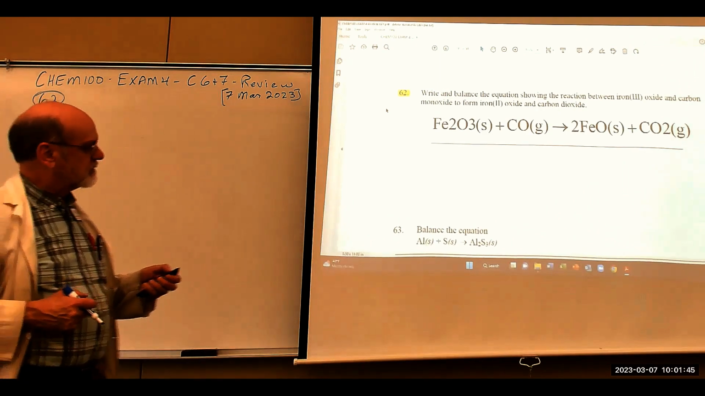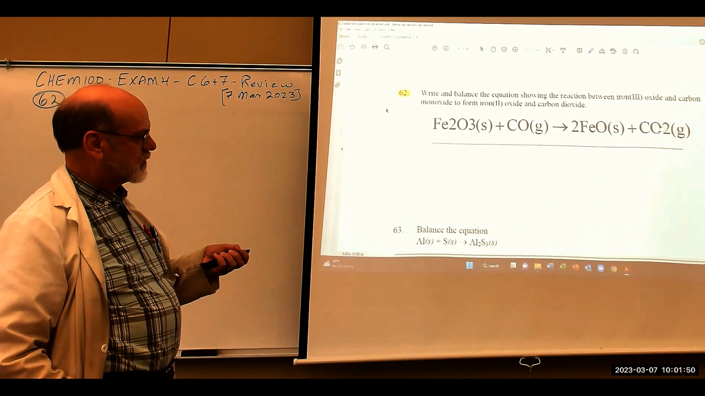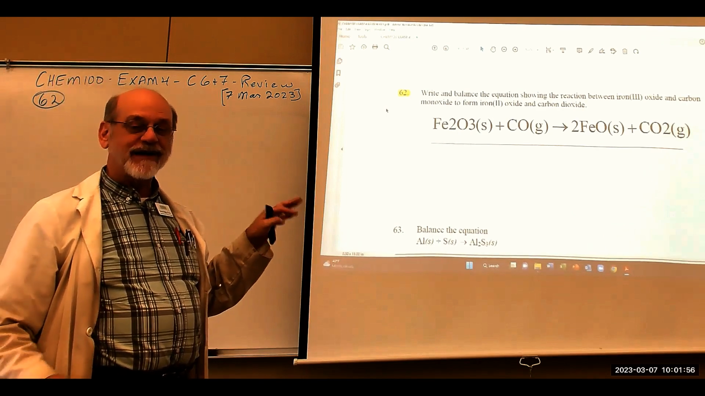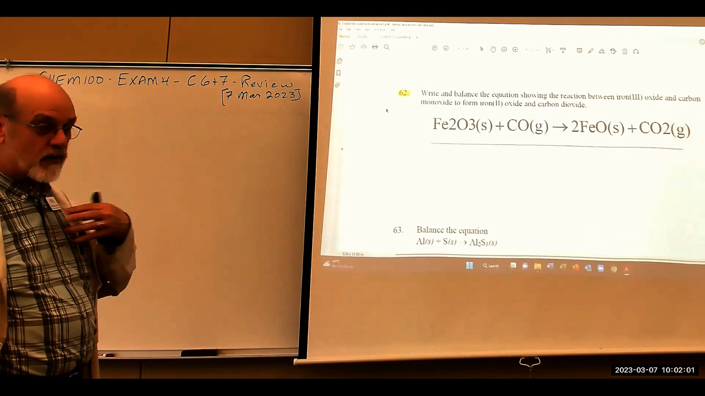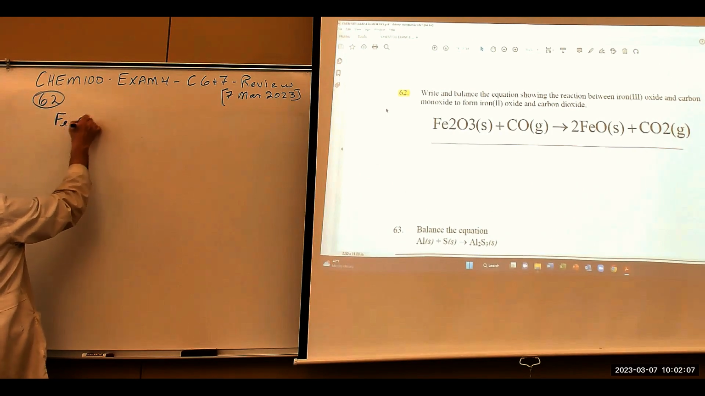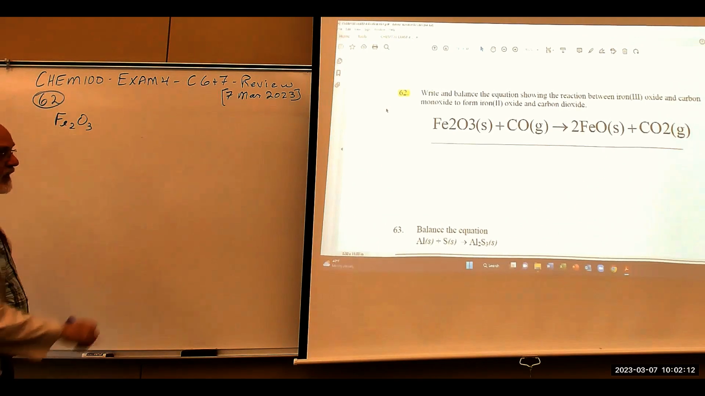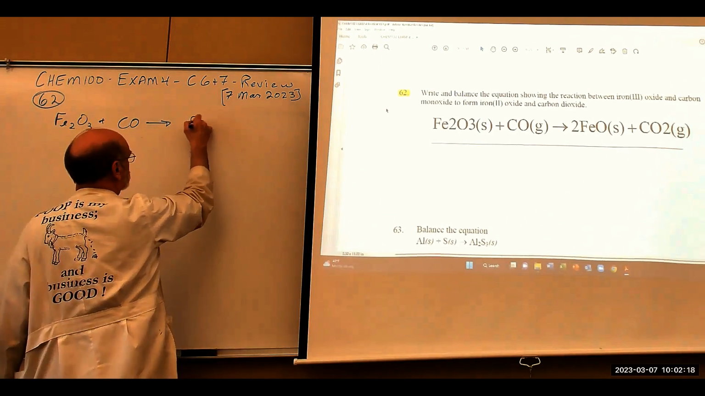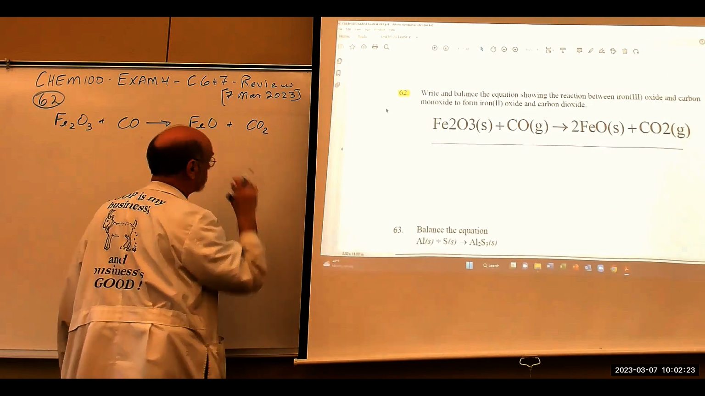Fe2O3. Notice these are supposed to be subscripts. When I set this PDF file up, I didn't enable subscripts. So that's an error on my part. So this is Fe2O3. Now that one will balance charges, plus carbon monoxide yields iron 2 oxide plus carbon dioxide.